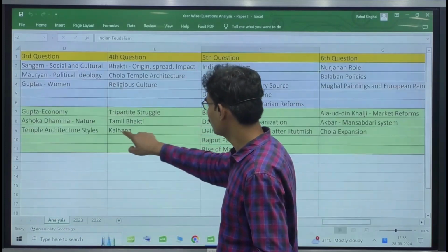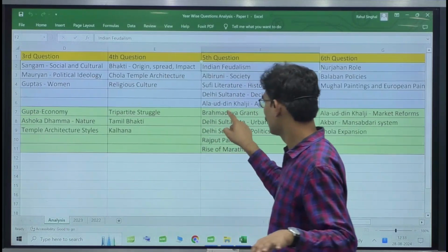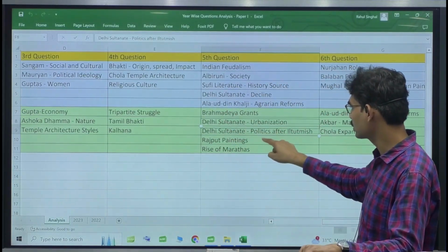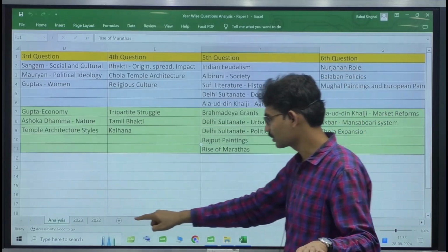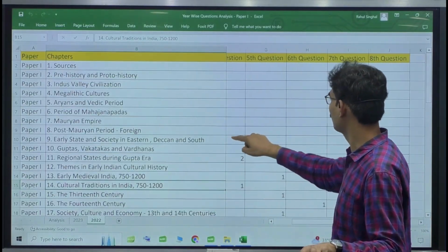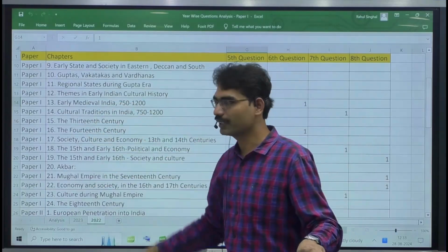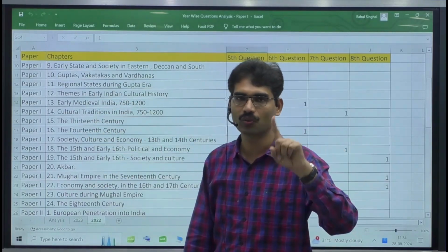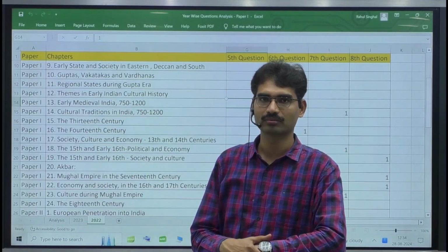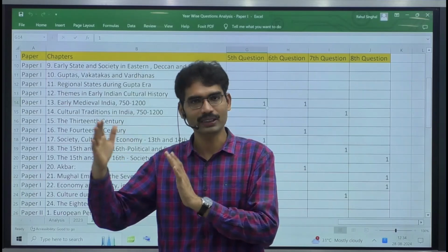In 2022, let us see question number 5. This is the 5th question: Brahmadeya, Delhi Sultanate, Rajput and rise of Marathas. Now you see this. Once again in 2022 also, one question came from unit number 13. So that means section B is starting from unit number 13 itself.